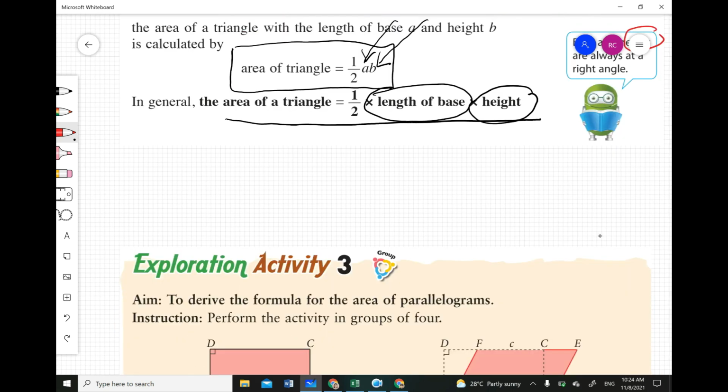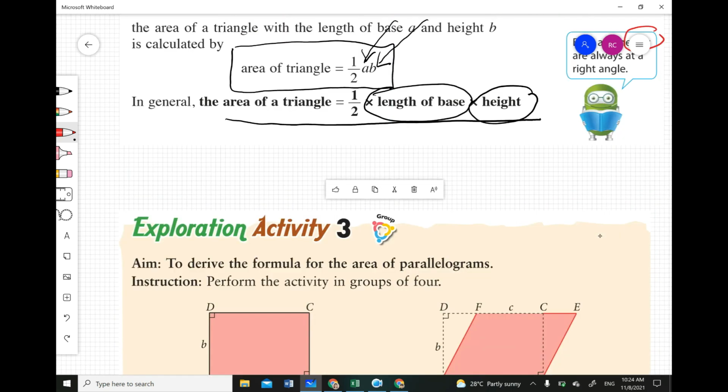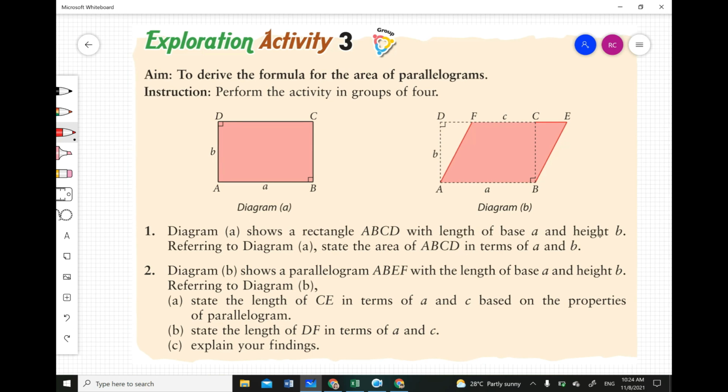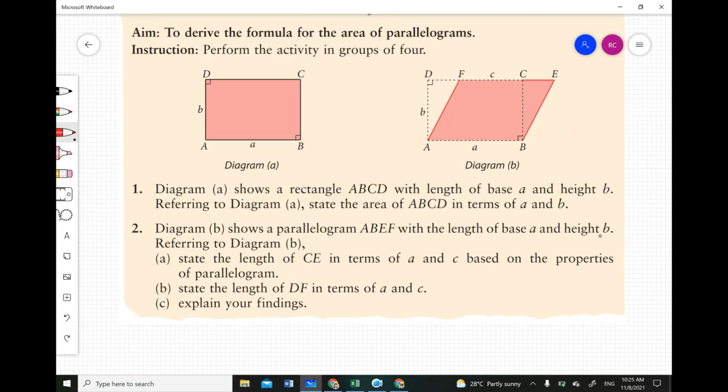Now we move on to the next one. Do you have any question for the triangle just now? Class? No. Okay, so that one is triangle, a simple one. Now we move to parallelogram.